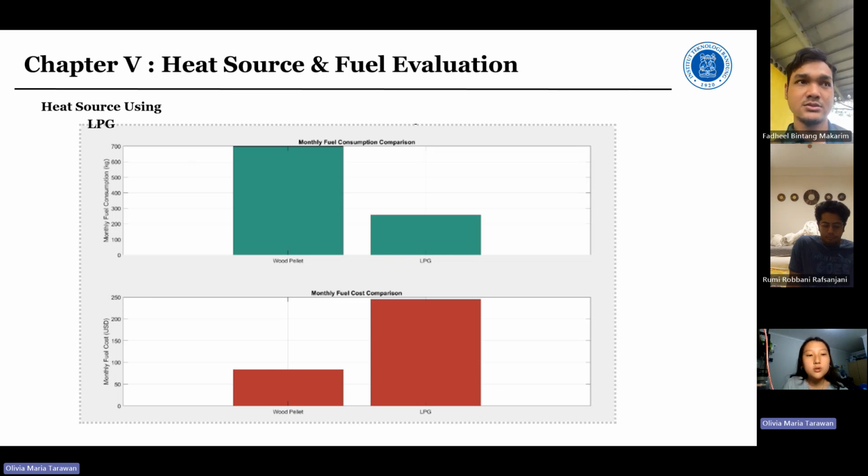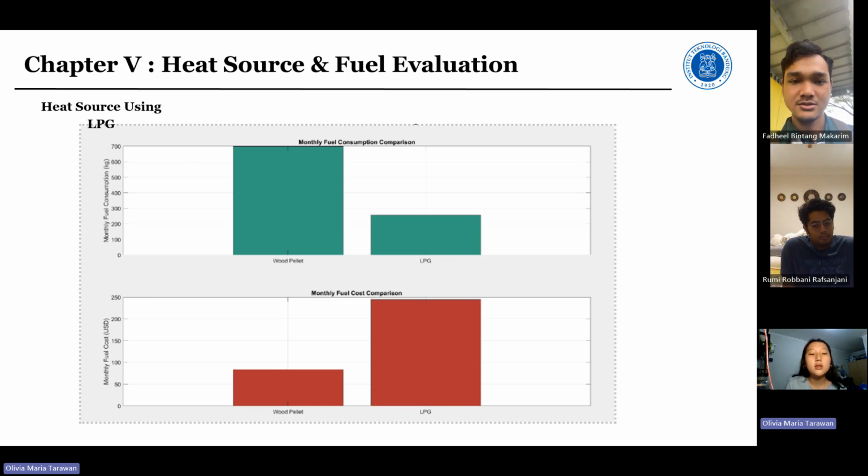The top bar chart shows that monthly fuel consumption of wood pellet reached nearly 700 kilograms, while LPG only requires about 260 kilograms. This gap is due to LPG's higher caloric value, which is roughly 3 times greater than the wood pellet. However, high consumption does not always mean high cost.